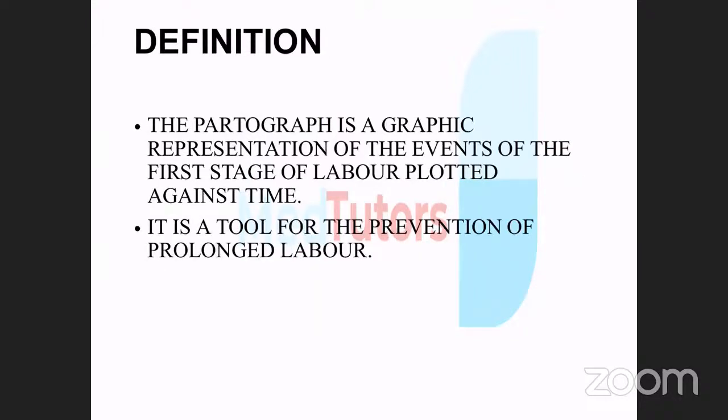The pathograph is a graphic representation of all events in the first stage of labor. So the aim of the pathograph is for you to just glance at it and have an idea of the progress of labor so far, from the time it was opened to the time you are taking over. It's an important tool for the management of labor as it helps to prevent obstructed prolonged labor, because prolonged labor is often a prelude to an obstructed labor. Next slide.